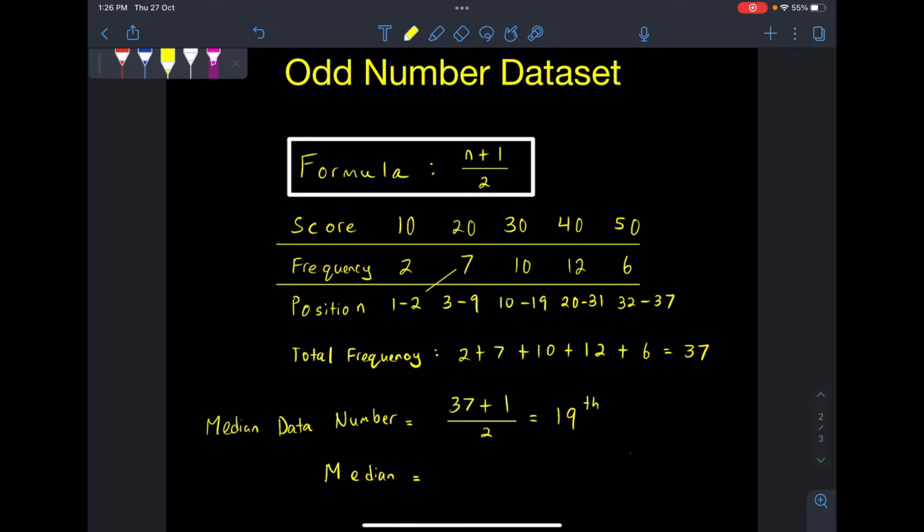19. So we have to find it in the position, guys, right? So where's the 19? Well, the 19 is over here, right? And what is the score? Score is 30. So my median is actually 30. All right, so that's how you do it, guys.